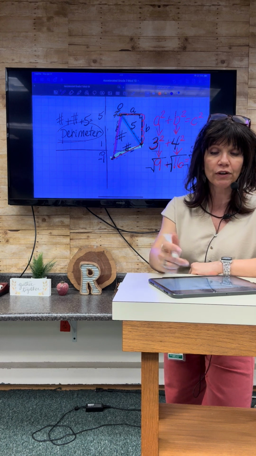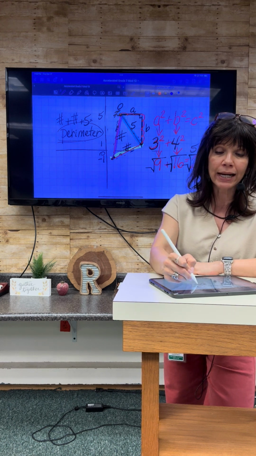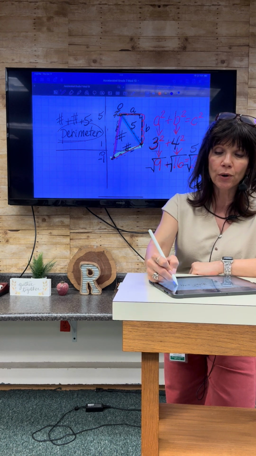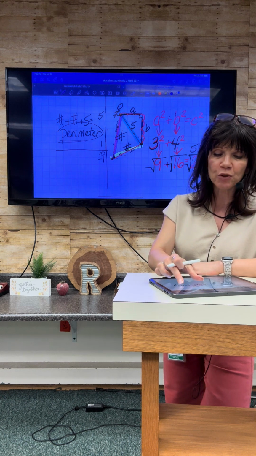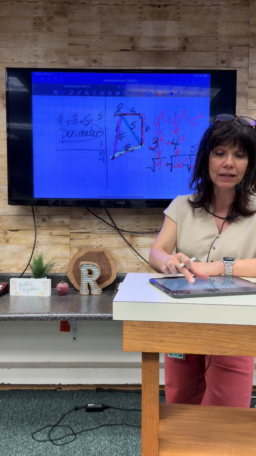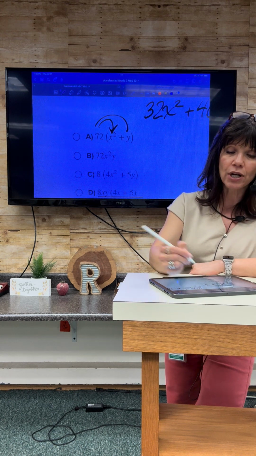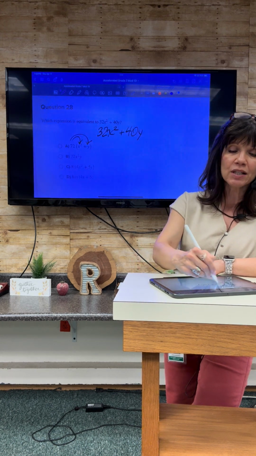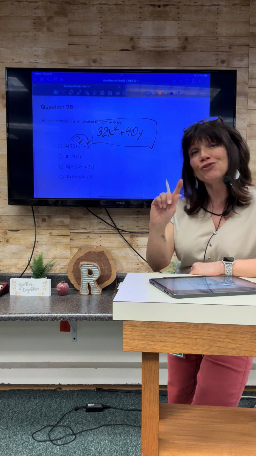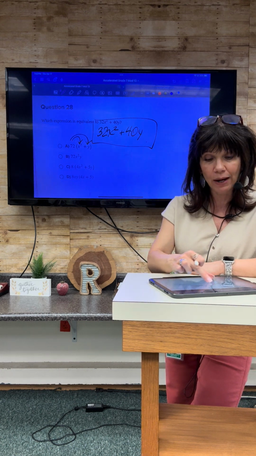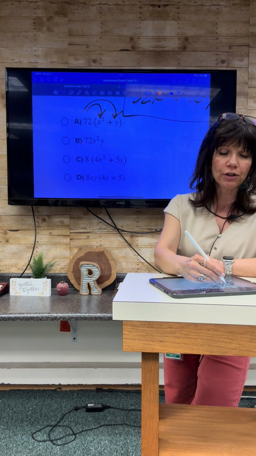Which expression is equivalent to 32x squared plus 40y? I feel like we just practiced doing this. Let me just say this. You would do 72 times x squared. You would do 72 times y. If you get this amount, you pick it. If you don't, you don't pick it. You do that with every item. This one, you don't have to do anything.